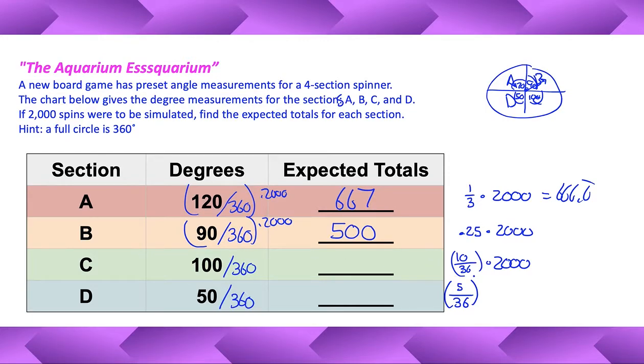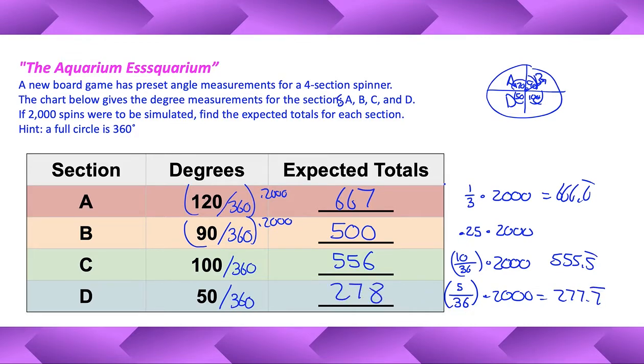C, 10 over 36 times 2,000 is 555.5 repeating, so that would be 556. And then D, 5 out of 36 times 2,000 is 277.7 repeating, so that'd be 278.